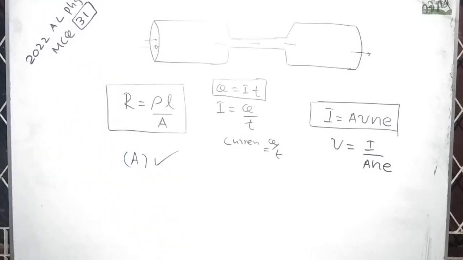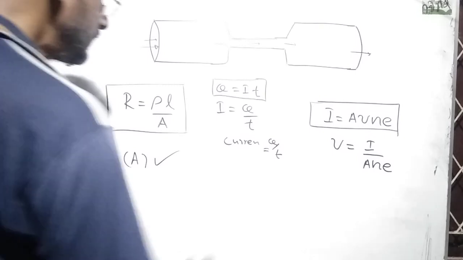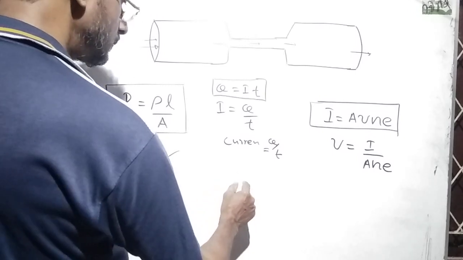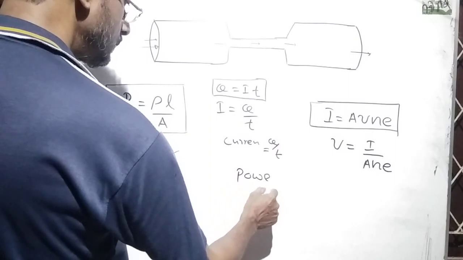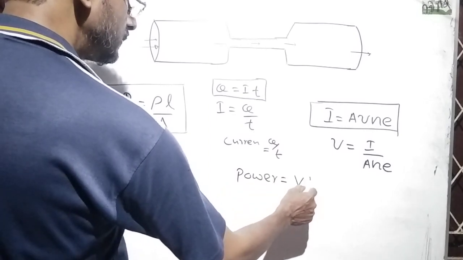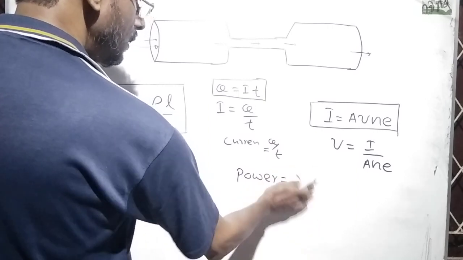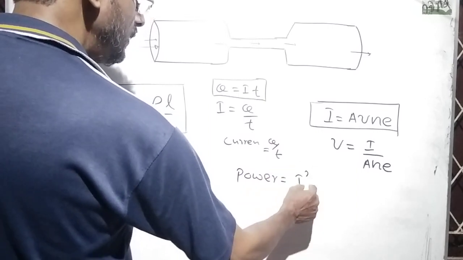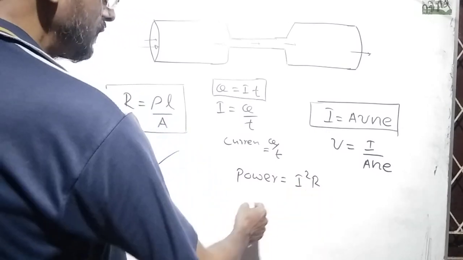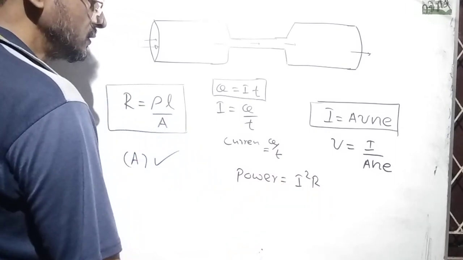Statement B. The power dissipation of the wire is higher in the thin section. Power dissipation is equal to VI or V squared over R. No, I consider power is equal to I squared R.